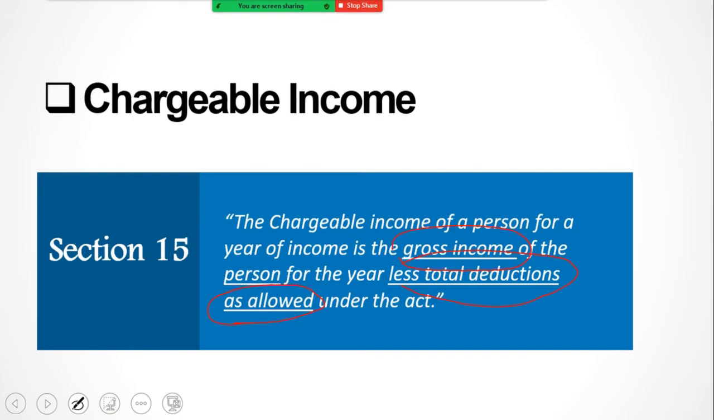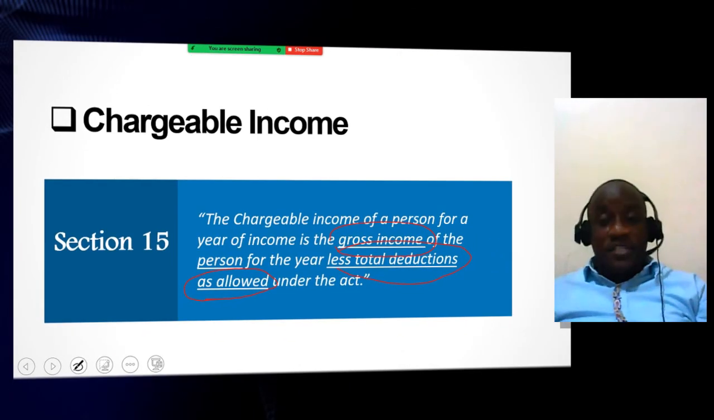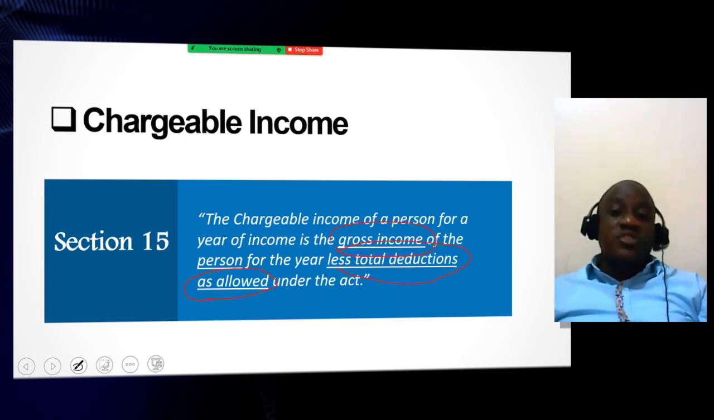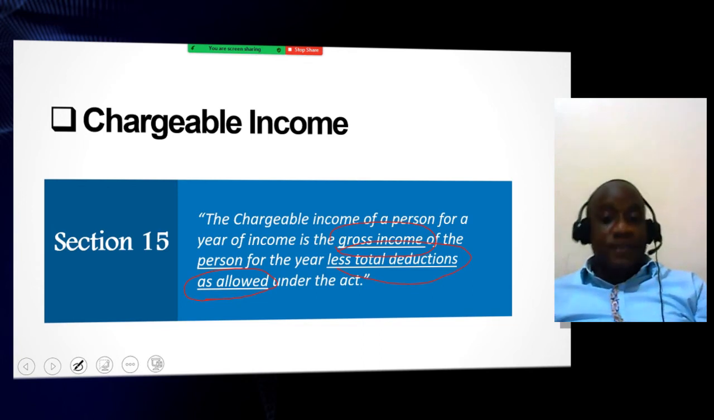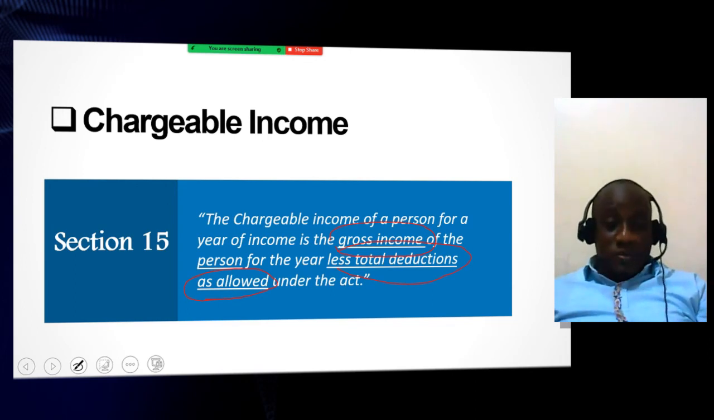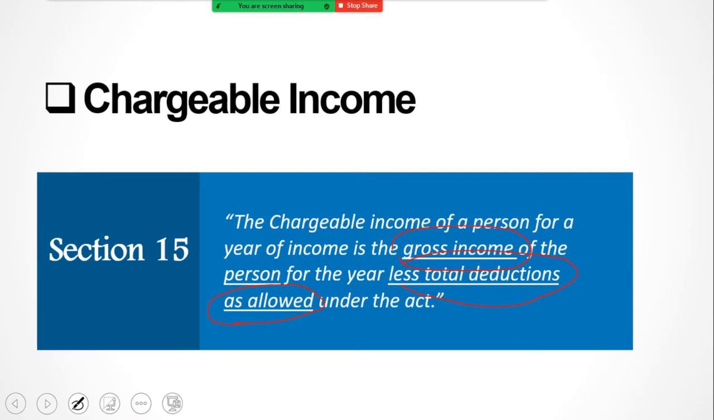I repeat, if they are approved. So they must be approved. Not all expenditures are actually approved. For example, you'll find people recording several expenditures, things like fines and penalties. A fine is not approved by law. It is not acceptable, so that is not going to be an allowable deduction. But all in all, Section 15 of the income tax law allows us to offset any deductions allowed in arriving at the chargeable income.